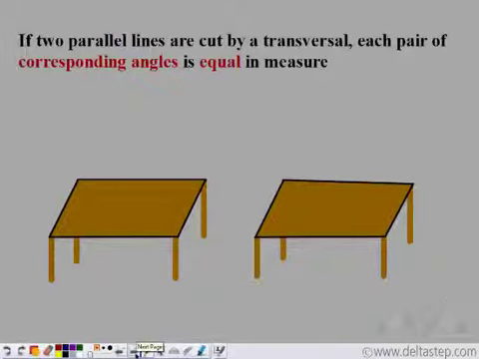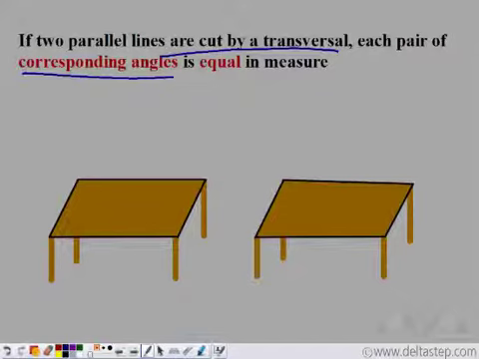We have learned that if 2 parallel lines are cut by a transversal, then each pair of corresponding angles is equal in measure. But we do not know whether these lines are parallel or not. We need to check that.